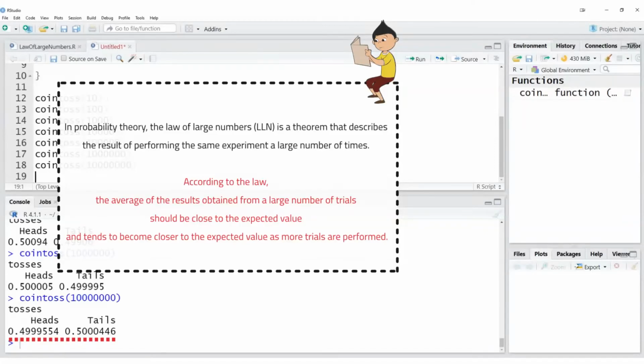Exceptions. The law of large numbers may not be demonstrated in all cases. For example, a Cauchy distribution or a Pareto distribution may not exhibit the law of large numbers.